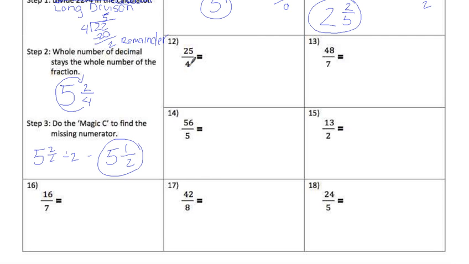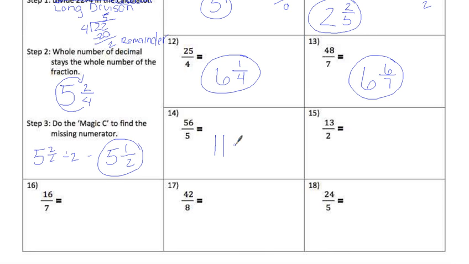Okay, so for number 12, 4 times 6 is the closest I can get, which would be 24. So the denominator stays 4, 6 times 4 is 24, plus 1 more would give me 25. For this one here, 7 times 6 is going to be the closest I can get. The denominator stays 7. 6 times 7 is 42, plus 6 more gives me 48. For this one, 5 times 11 is going to be the closest I can get. The denominator stays 5. 5 times 11 is 55, plus 1 more to get me to 56.